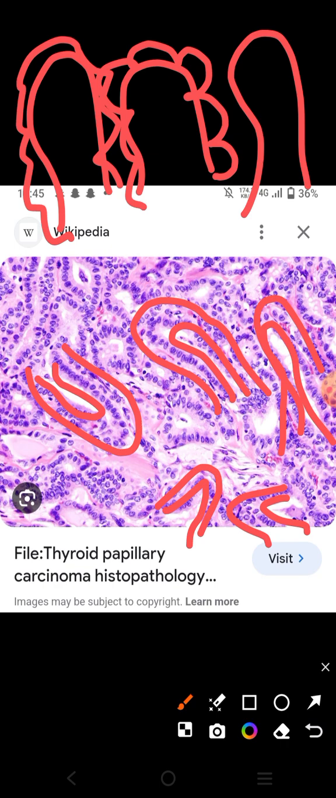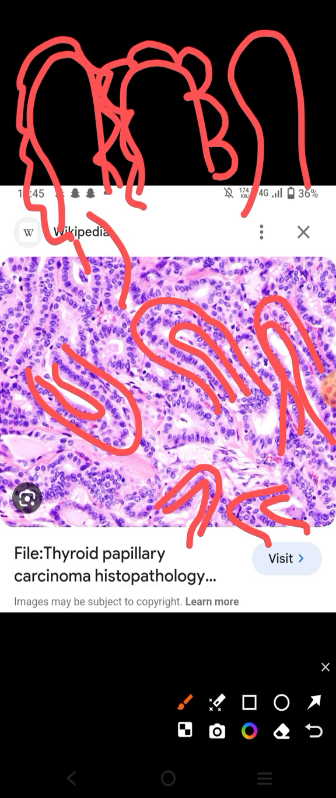Now let's come to the smaller, cellular level. You must know about some cellular features. Number one feature is that cells here have Orphan Annie nuclei or ground glass nuclei. What are Orphan Annie nuclei? Nuclei in papillary thyroid carcinoma have finely dispersed chromatin, which imparts an optically clear or empty appearance to the nucleus, giving rise to the designation ground glass or Orphan Annie nuclei.